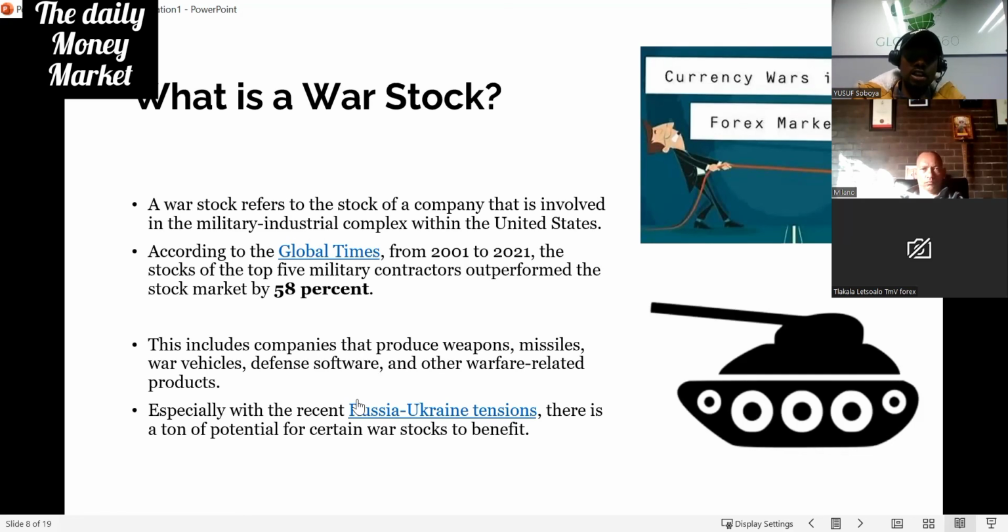So again, in the current war, we are looking at the companies that produce the technology of war, that produce drones, the drones that are being offered to Ukraine, drones that maybe the Chinese are going to be using, and so on and so forth. Especially with the recent Russia and Ukraine war, there is a ton of potential for certain war stocks to benefit. So guys, now we know there are war stocks. You can find the war stocks and be able to trade during the conflict. Any questions so far?